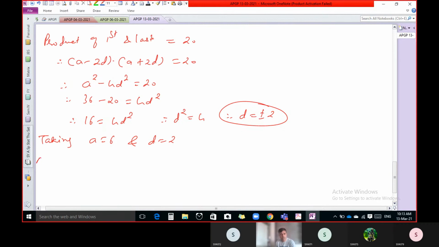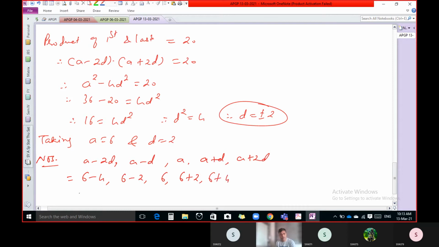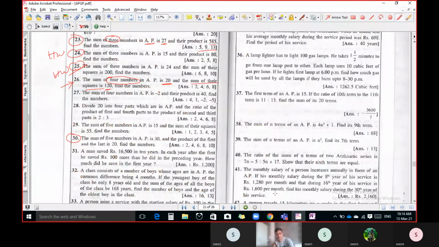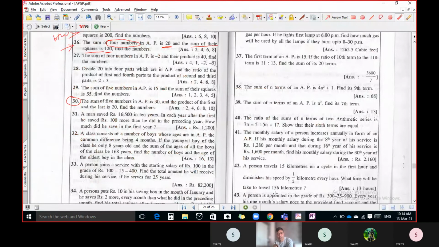Numbers a minus 2d, a minus d, a, a plus d, a plus 2d equal to 6 minus 4, 6 minus 2, 6, 6 plus 2, 6 plus 4. So the answer is 2, 4, 6, 8, 10. Or you can write in reverse order 10, 8, 6, 4, 2. And you can check the multiplication of first and last is 20 and they are in AP. So that is the answer.